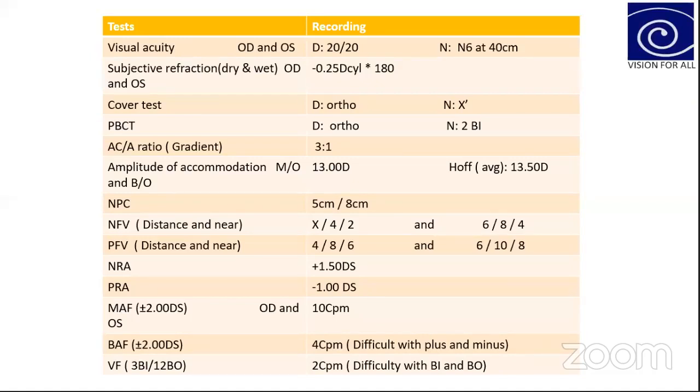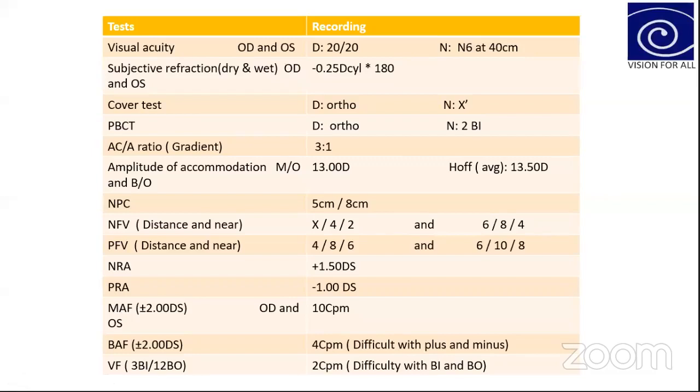So now look at the negative fusional vergence and the positive fusional vergence values at distance and near. If you see, everything has an early break. So let's see here.